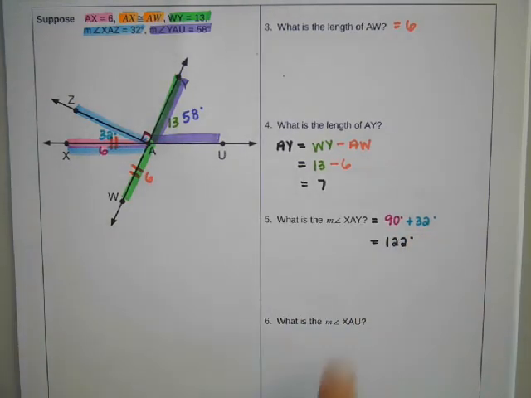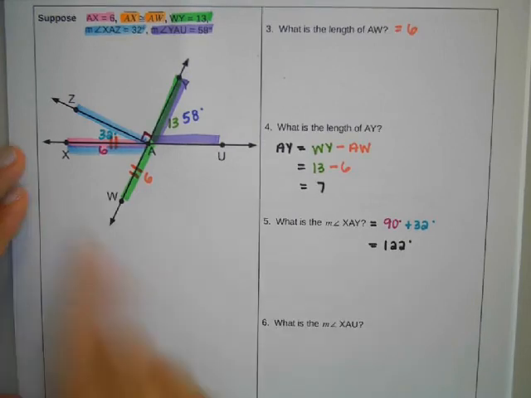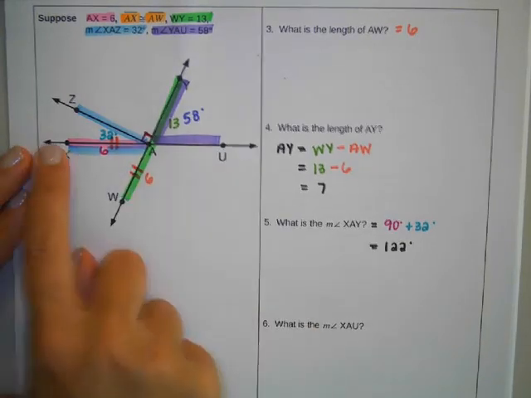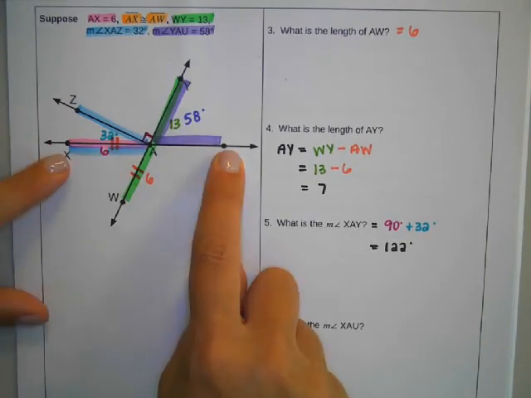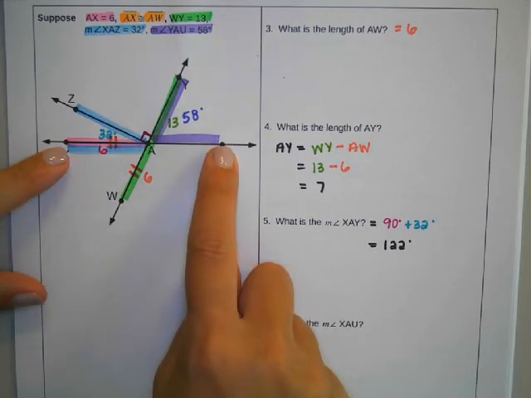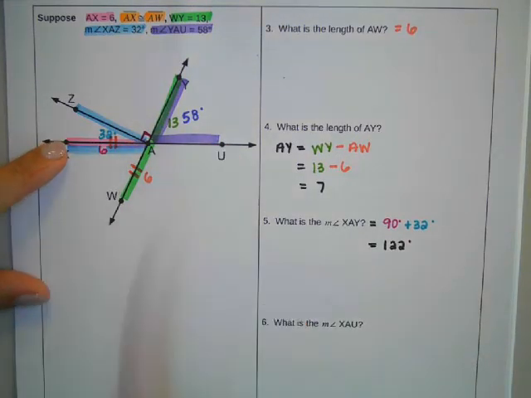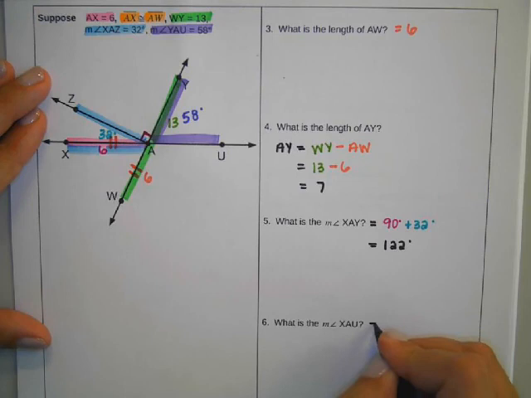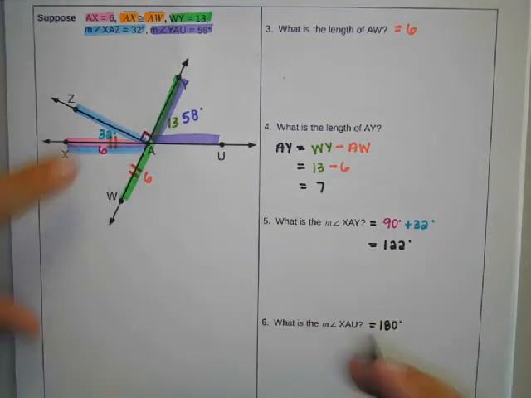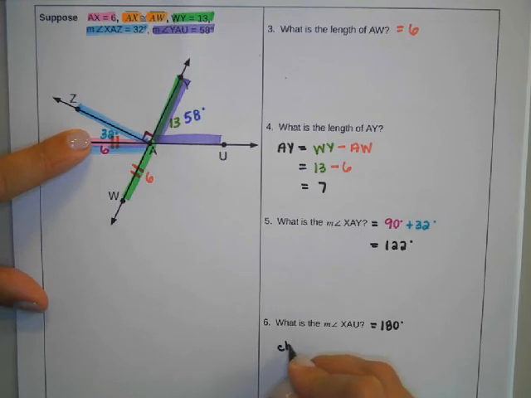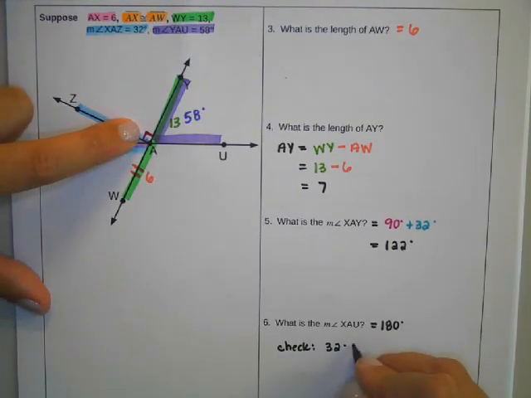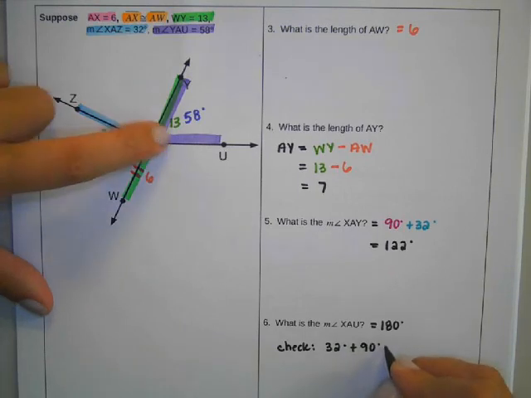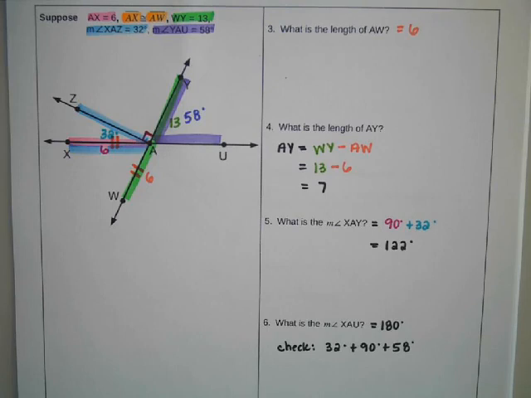And what is the measure of angle XAU? So XAU goes straight across. If an angle makes a straight line, that's going to be 180 degrees. Now I can confirm that by adding together some of these other angles. So if I add it up, 32 plus 90 plus 58, I'm going to get 180 degrees.